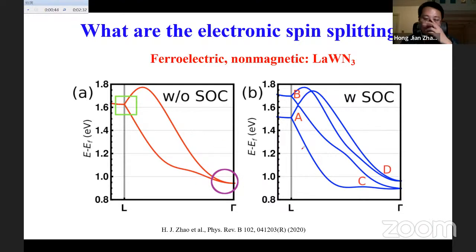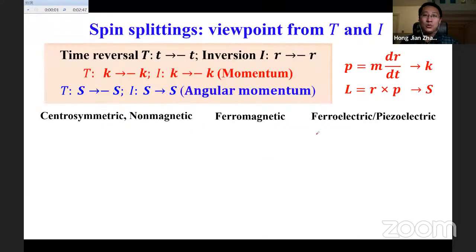And if we look at the spin feature of the bands, you will see, for example, this may be spin up and this may be spin down. So that spin up and spin down split. So this is another kind of typical electronic spin splitting. And how to understand the spin splitting? We can employ a symmetry argument.